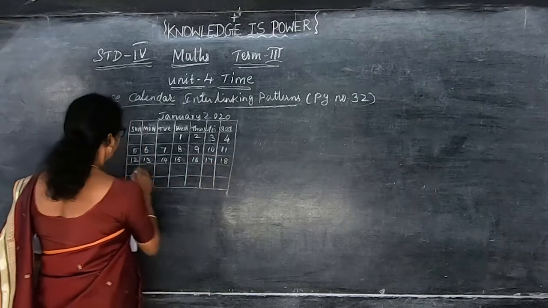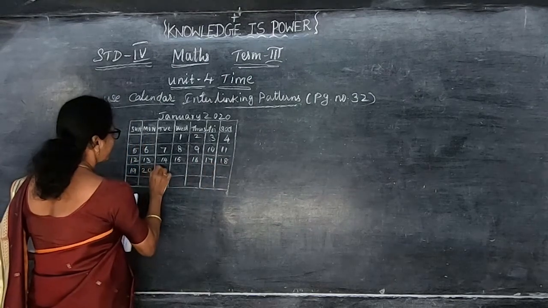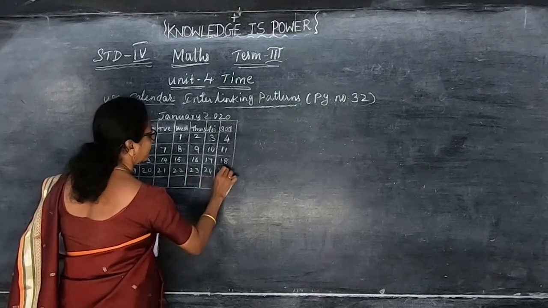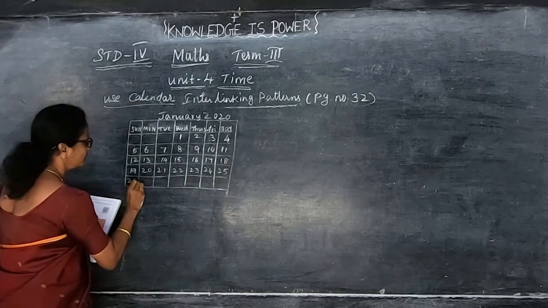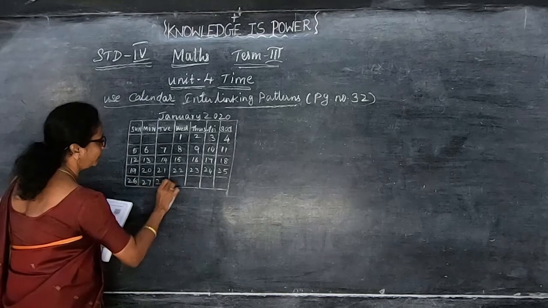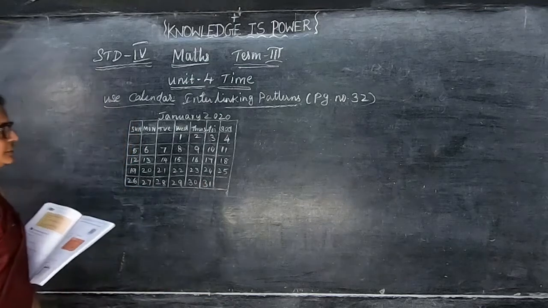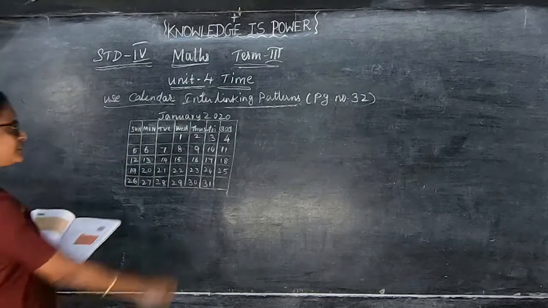After this I'll teach you how to see the patterns in this. 22, 23, 25. So till 31 only. So you can write till 31. Okay. So this is the January 2020 calendar. So first it starts on Wednesday.